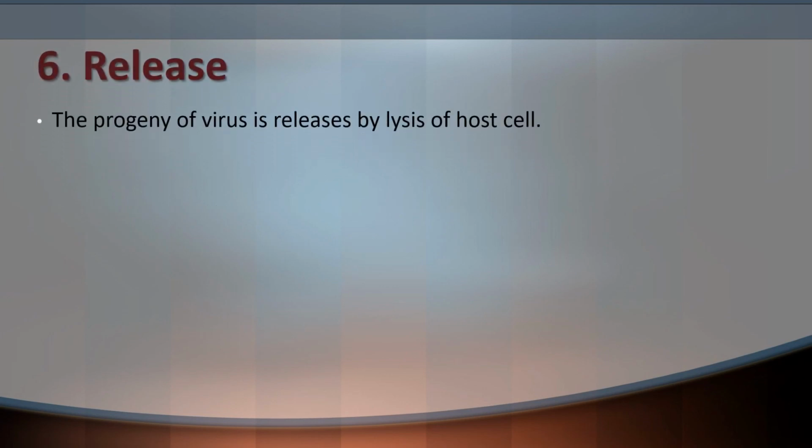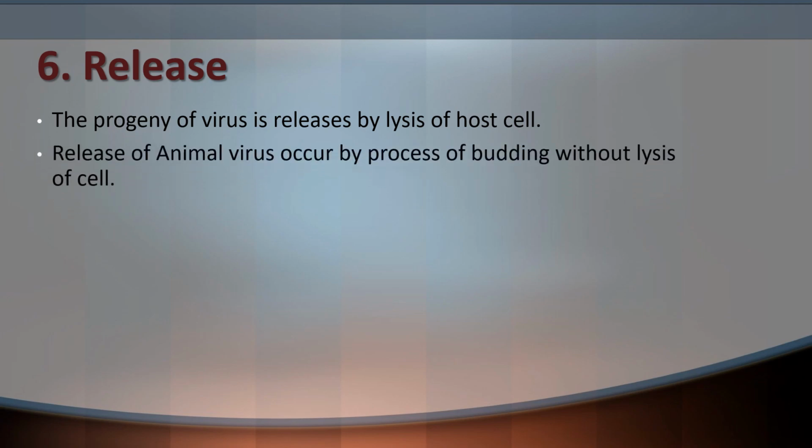The progeny of the virus is released by lysis of the host cell. Release of animal viruses occurs by the process of budding without lysis of the cell. Now normally when the virus is released, it causes lysis of the host cell, but in case of animal viruses, the virus progeny is released by a procedure called budding, and here lysis of the cell is not done.